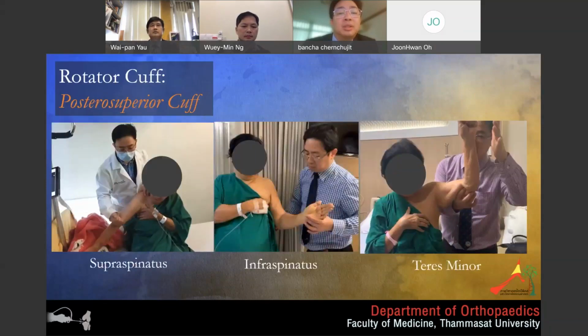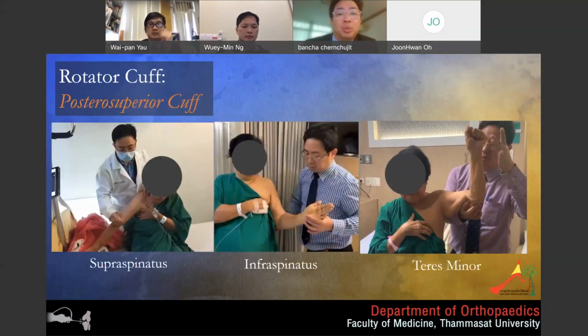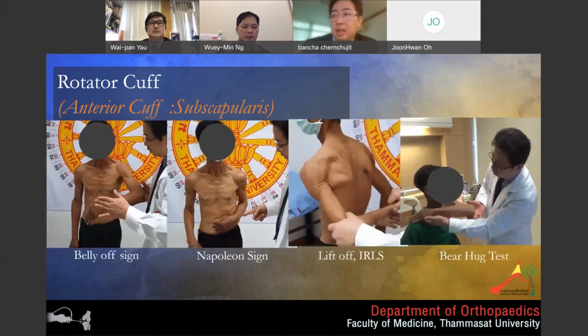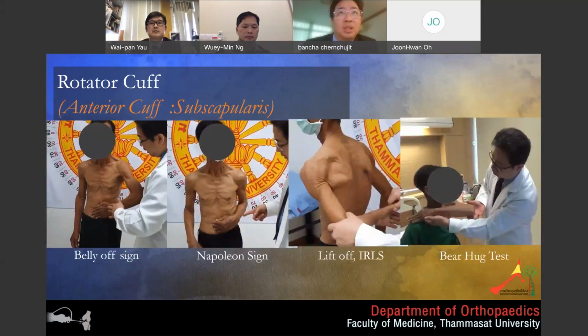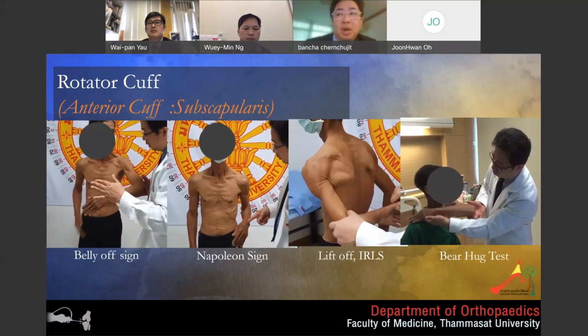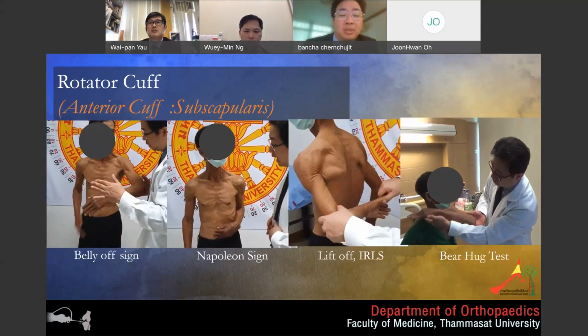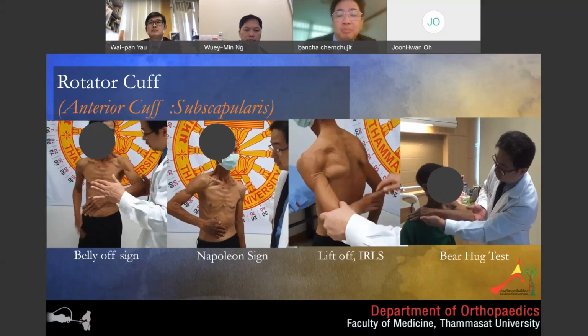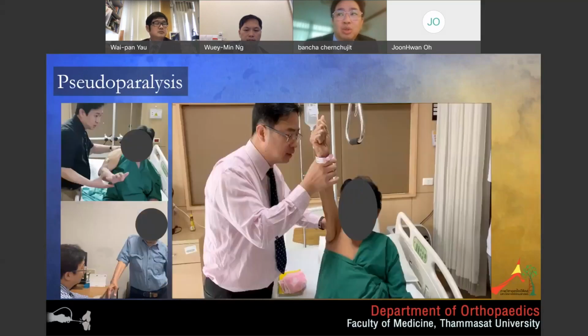The most common tear pattern is a posterosuperior tear. The patient would have weakness of supraspinatus, infraspinatus, and sometimes the teres minor. So this is an anterior tear. The patient may have a positive belly press sign, Napoleon sign, lift-off test, internal rotation lag sign, or bear hug test. That is a worse prognosis in this kind of patient, but it's less common than a posterosuperior cuff tear.